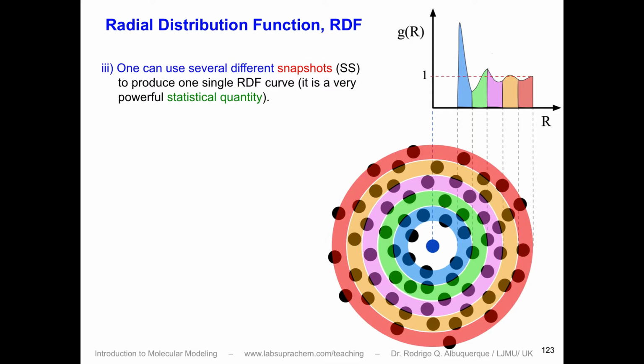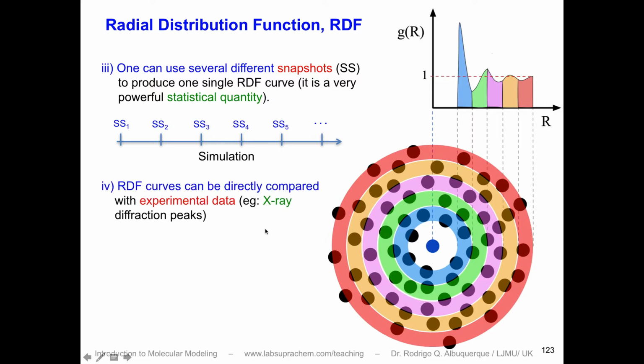quantified. We can also use different snapshots to produce one single RDF curve, like this here. We are doing a simulation, and we collect many XYZ coordinates of the atoms of the system being simulated. So you'd have many snapshots, snapshot 1, 2, 3, and 4, and so on, and we can take into account all snapshots. This curve would be the average of the individual RDFs of each snapshot. So this is in fact a very powerful statistical quantity. And just remember, in each curve, you may use different central atoms.